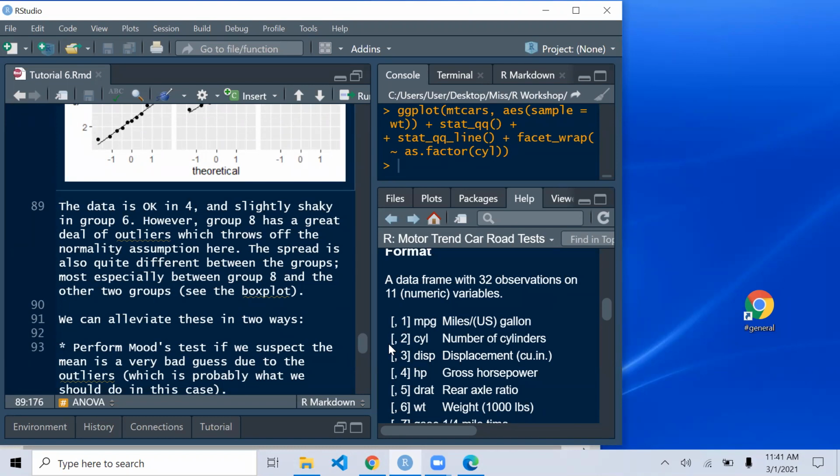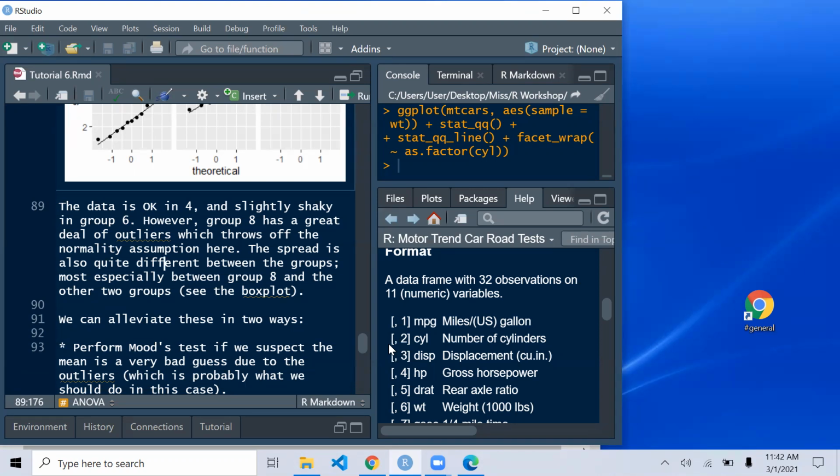But when you use the ANOVA Welch test, you still have normal data. The issue is just the spread, right? But if you don't even have normal data, you should ask yourself if it's even appropriate to use it at all. And then you would use the Mood's test. So if you suspect that the mean is a very bad guess due to outliers, you probably should use the Mood's test, right? The ANOVA is still, technically speaking, looking at the variance with respect to group means.